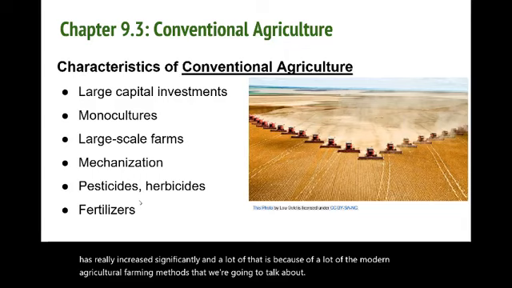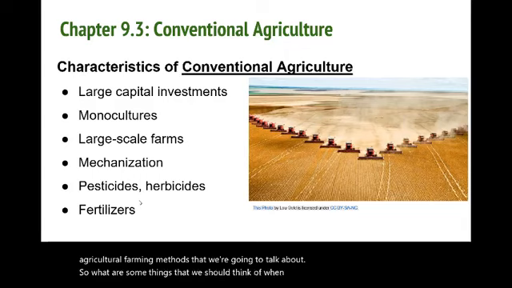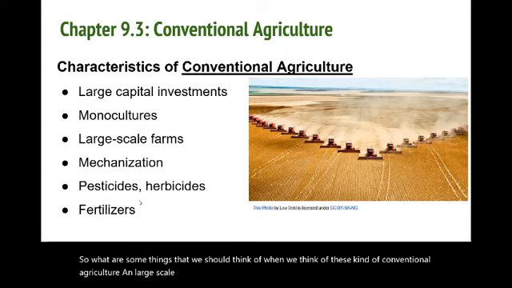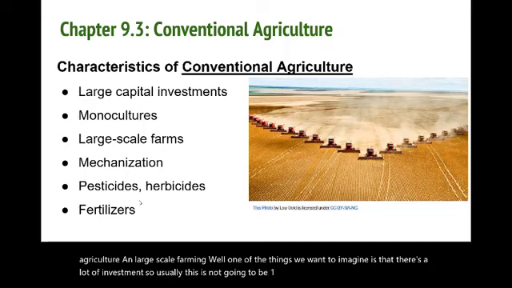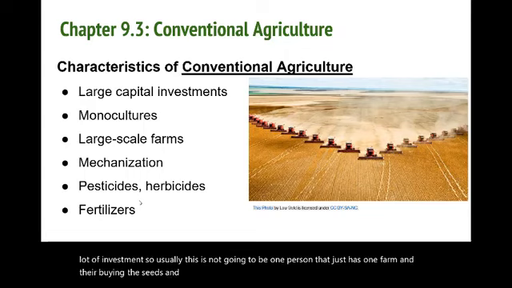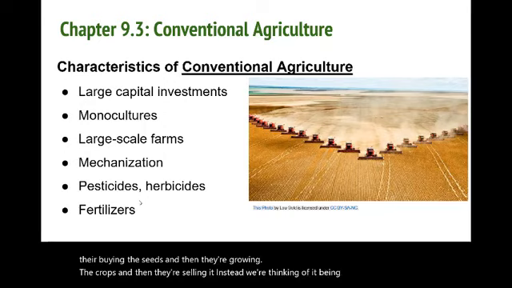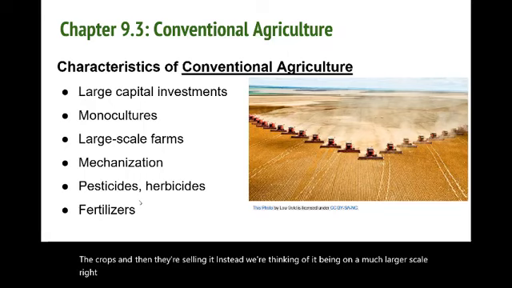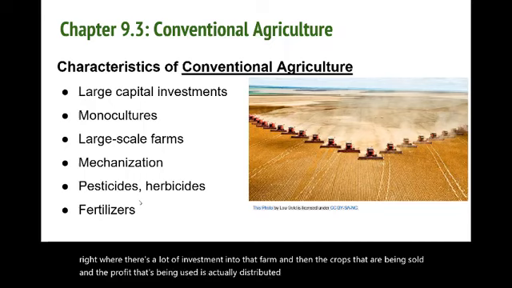So what are some things that we should think of when we think of conventional agriculture and large-scale farming? Well, one of the things we want to imagine is that there's a lot of investment. Usually this is not going to be one person that just has one farm and they're buying the seeds and then they're growing the crops and then they're selling it. Instead, we're thinking of it being on a much larger scale, right? Where there's a lot of investment into that farm, and then the crops that are being sold and the profit that's being used is actually distributed amongst more than one group of people.